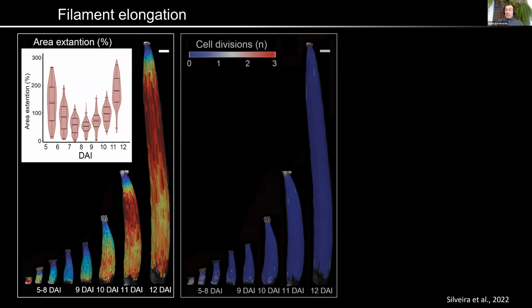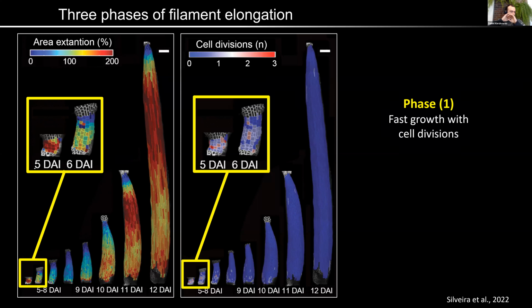Looking at this sort of data, we can distinguish 3 phases of growth of the filament. In the first phase, cells are growing very quickly, cells are dividing a lot, and the whole structure is elongating. Later on, in the middle phase, the cell divisions are restricted to the bottom. The growth is also restricted to the proximal part of the filament, and the top part is not growing. So we have a restriction of growth to the proximal part of the structure.